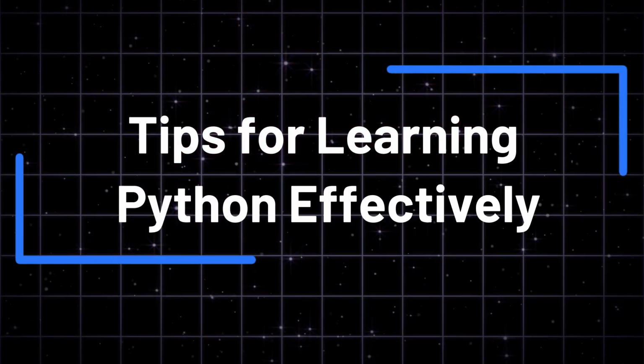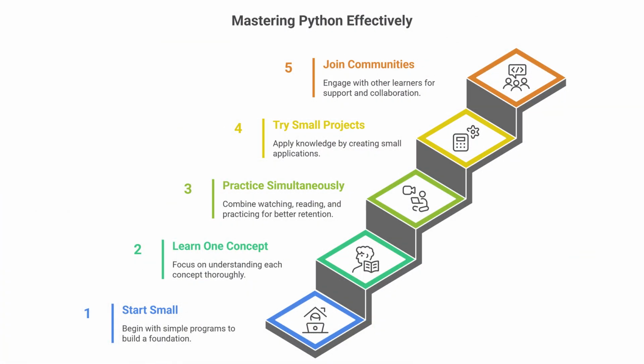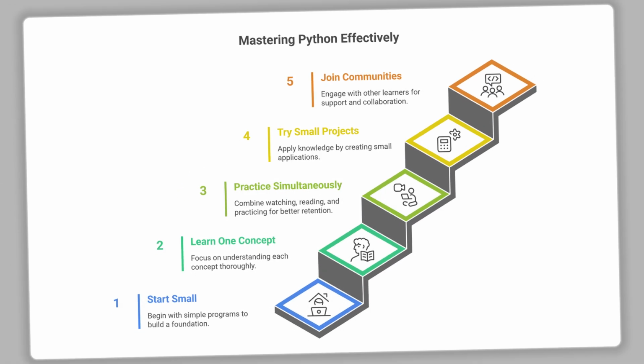Tips for learning Python effectively. Start small. Write simple programs every day. Learn one concept at a time. Don't rush. Watch, read, and practice simultaneously. Try small projects like a calculator, to-do list, or number guessing game. Join Python communities: Reddit, Discord, Stack Overflow.